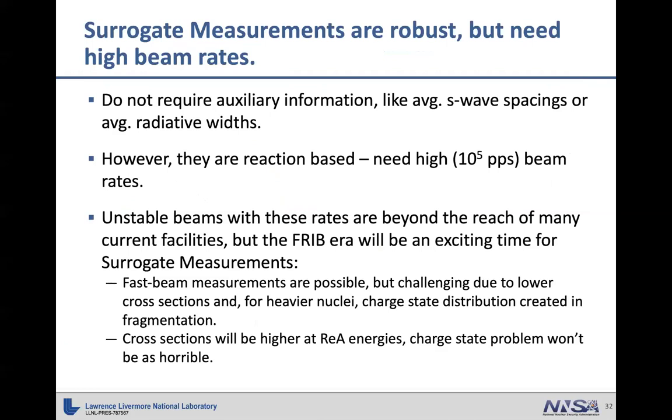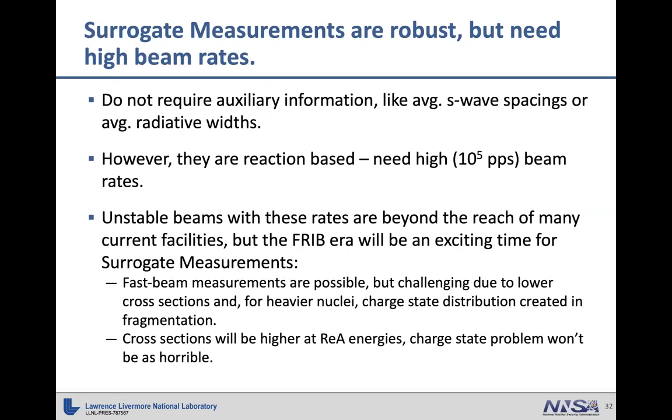However, they don't require auxiliary information like the average S-wave spacings, the D0 or the gamma-gamma. The unstable beams that we're interested in, produced at the necessary rates, so around 10 to the 5 particles per second, are beyond the reach of many current facilities, but the FRIB era will be an exciting time for these measurements. Now, there are 2 options in the FRIB era.